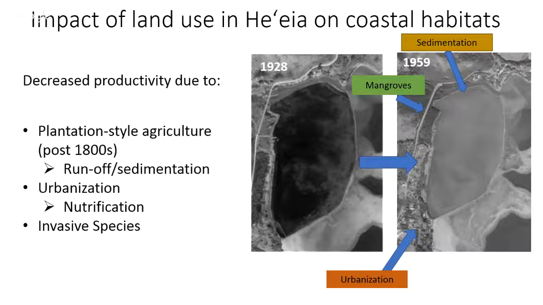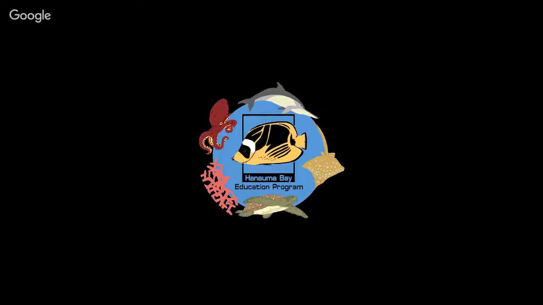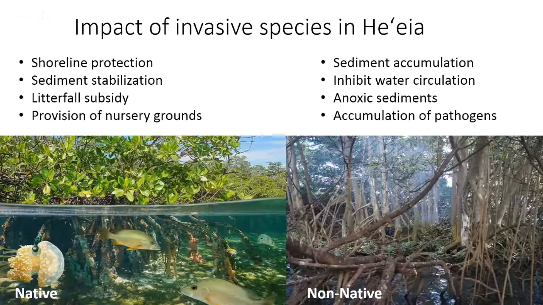Another problem is urbanization, and invasive species have also been a problem in Hawaiian fish ponds. So I'm going to talk a little bit about invasive species, mostly mangrove here. In many parts of the world where they are native, they are really appreciated for the ecosystem services that they provide. Some examples are shoreline protection, sediment stabilization, litter fall subsidy, or the provision of nursery grounds for fish.